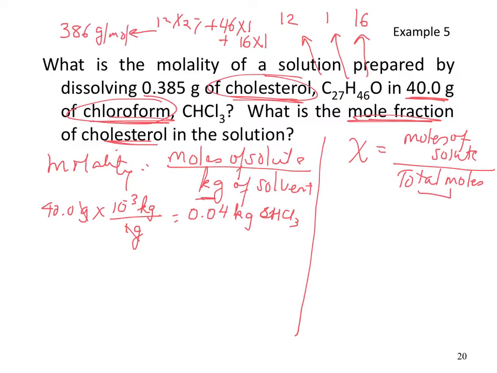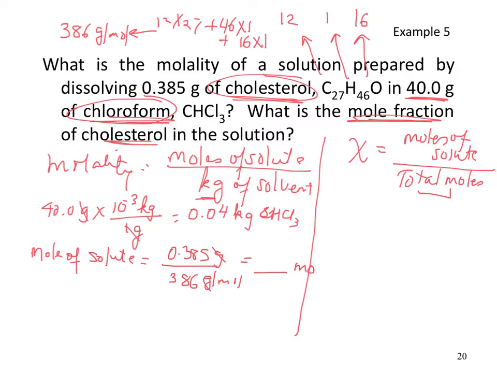So let's now determine the moles of solute. Moles of solute are going to be 0.385 divided by 386 grams per mole. So grams and grams cancel, and the answer is going to come out in moles. So let's work out that math. It should be close to 0.001, but I still want to go through the math.